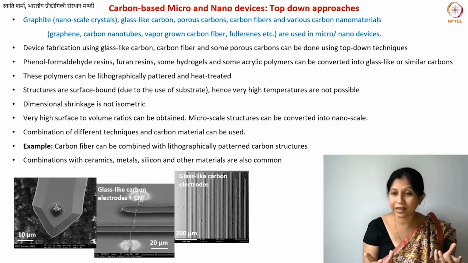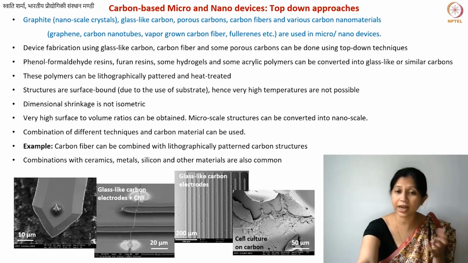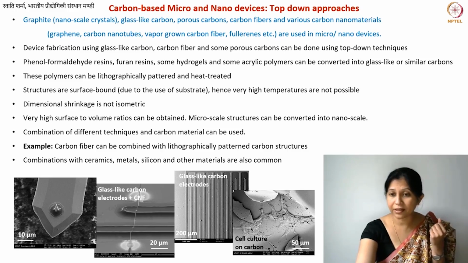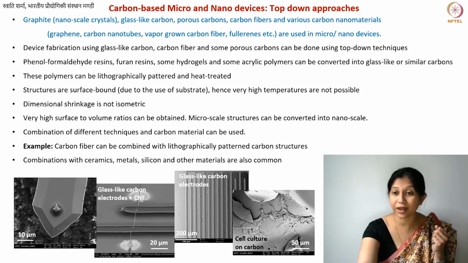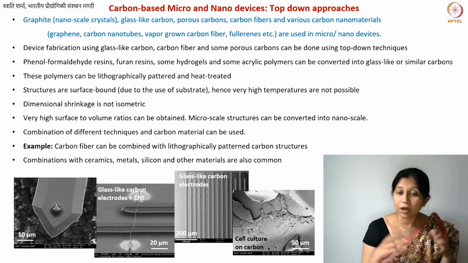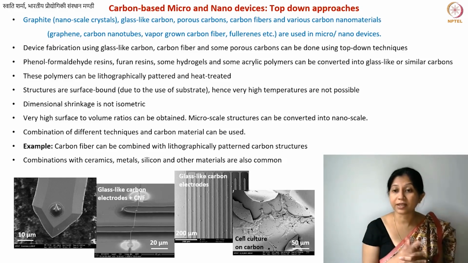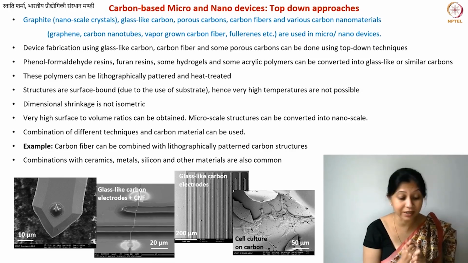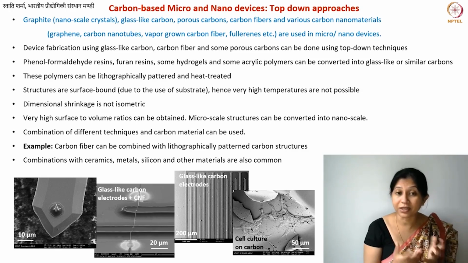Carbon is electrically conductive, so you can utilize all of these properties, and you can also use a combination of different fabrication techniques. Cell culture scaffolds are one example, because carbon also happens to be biocompatible, especially this polymer-derived carbon, the glass-like carbon. These kinds of materials can be used for making cell culture scaffolds and substrates and so on. So there is a variety of applications that are possible with micro and nanoscale carbon structures, right?